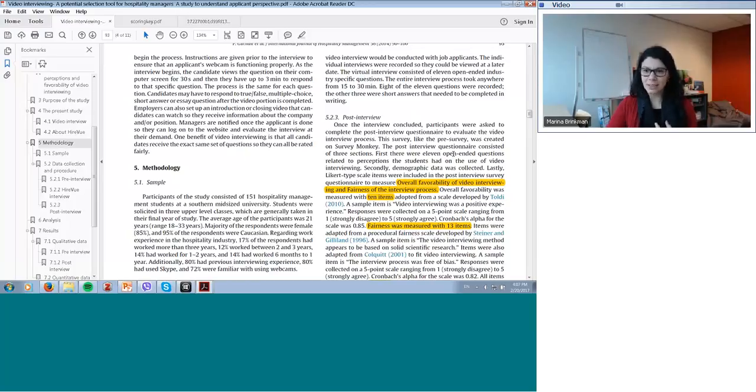Specifically in his case, he's talking about the overall favorability of video interviewing and the fairness of the interview process. So after a quite extended literature review, where it's explained why video interviewing matters and what it is exactly, he came to the point of deciding to measure the overall favorability of video interviewing in a specific context, within the NHTV, and also the fairness of the interview process.